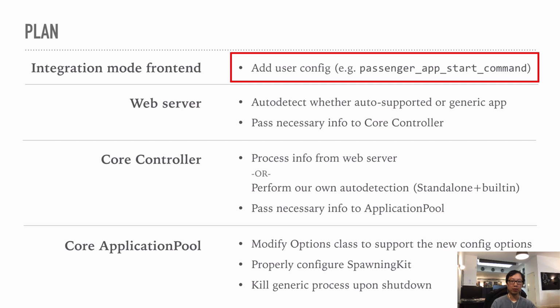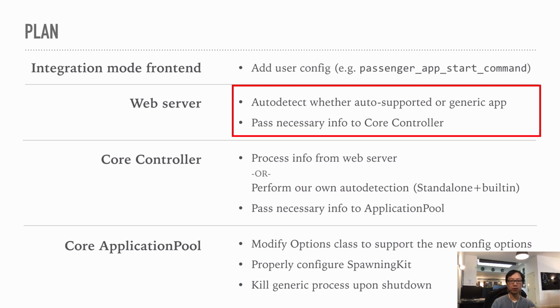And here is our plan. In the integration mode frontend, we're going to add the necessary user configuration options. Inside the web server modules, we're going to determine whether that request is associated with an auto-supported or generic app. And in case of the latter, we're going to determine what the start command is. We then pass all that information to the core controller.